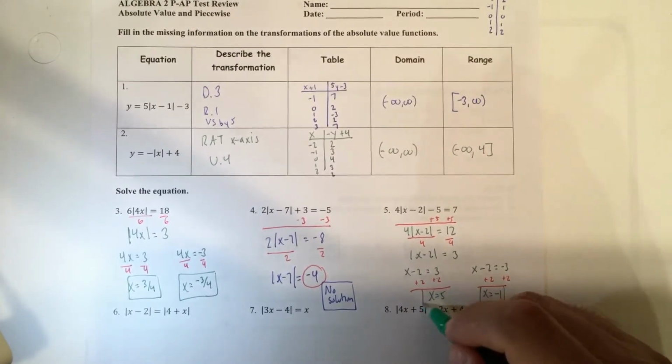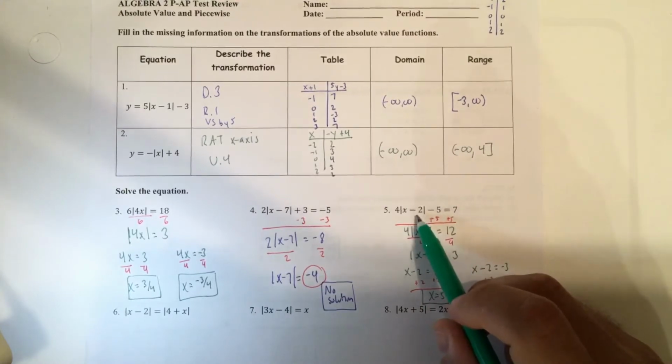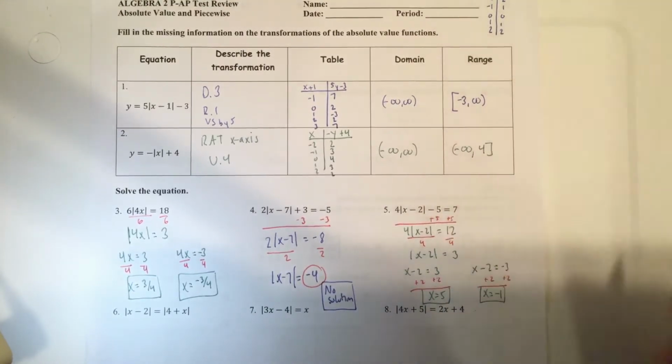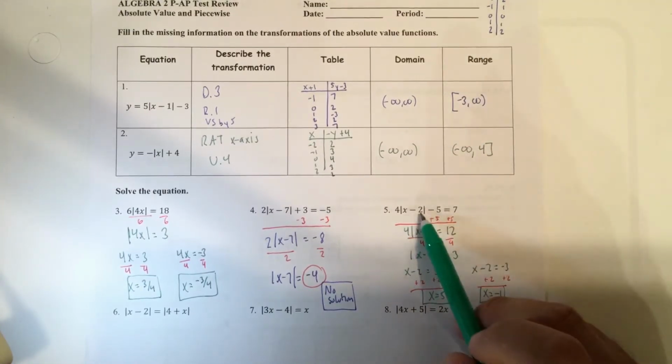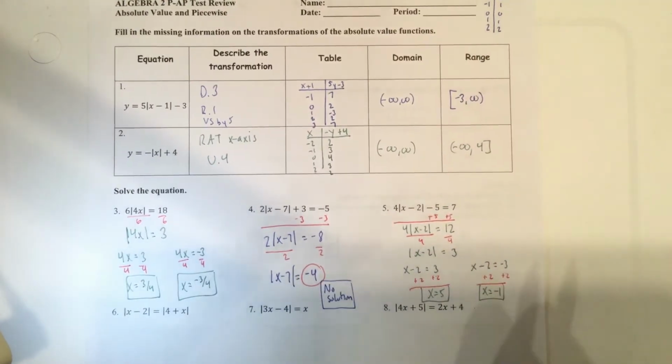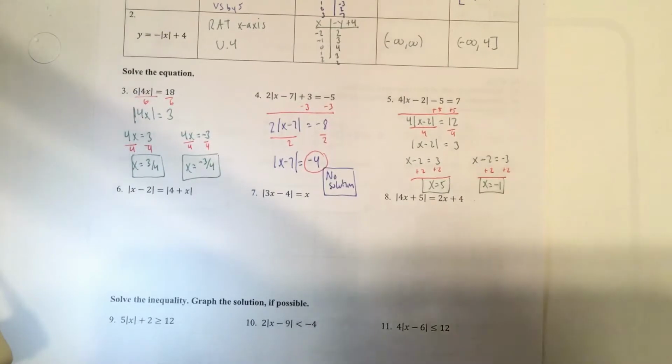So we have x equals 5 and x equals negative 1. And again, you can plug those in and verify them. 5 minus 2 is 3. The absolute value of 3 is 3. 3 times 4 is 12. 12 minus 5 is 7, so that checks out. Negative 1 minus 2 is negative 3, but the absolute value of negative 3 is 3. 3 times 4 is 12. 12 minus 5 is 7 again. Okay, so those are ways you can check them.